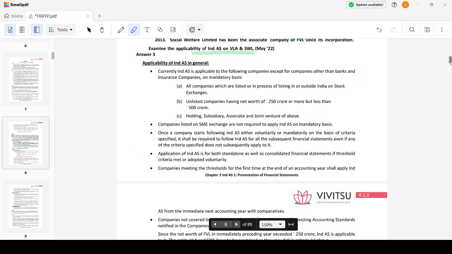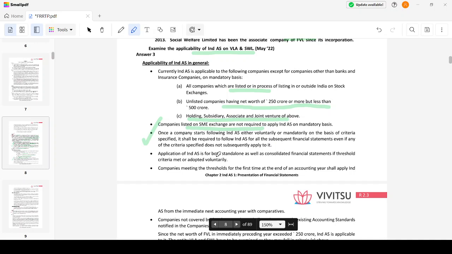Okay. Applicability of Ind AS. What is the general provision? All companies which are listed, and then unlisted companies having a net worth of 250 crore or more but less than 500 crore. This was from some dates, right? And then holding, subsidiary, associate or joint venture companies of the above. Companies listed on SME exchange are not required to apply Ind AS. Once a company starts following Ind AS, either voluntarily or mandatorily, it shall be required to follow Ind AS only and it cannot come back.